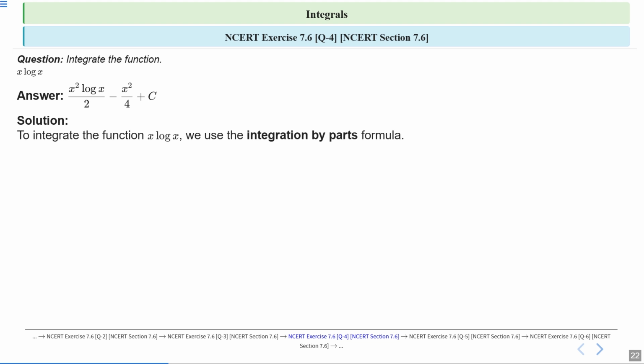To integrate the function x log x, we apply by parts. And now the question is which function we take as u and which function we take as dv. So just recall the Elate rule. In Elate, the logarithmic function comes first, then algebraic.